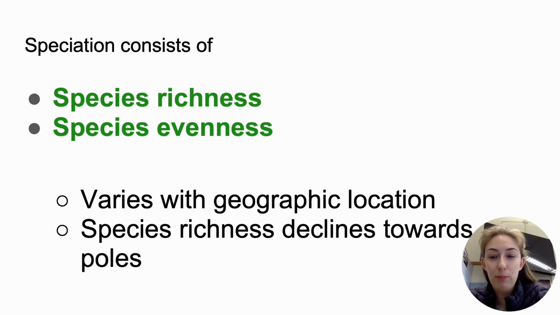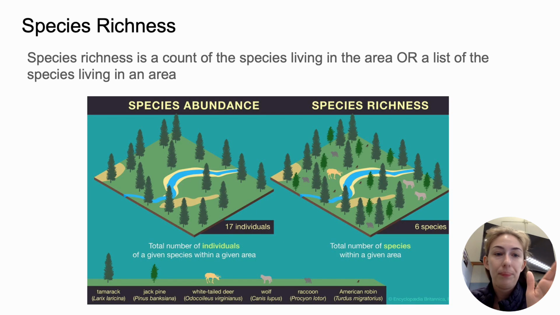Okay, quick little pictures for you to walk you through this. Species richness is the count of species living in an area or a list of the species. So if you look at these pictures here, you'll see that there are only 17 individuals. In this one right here, there's not very much variation, right? In this picture here, we have a huge variation of the species that are living in that area. So it's going to be very rich.